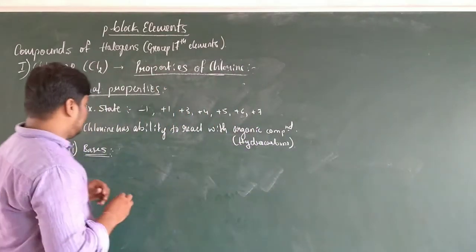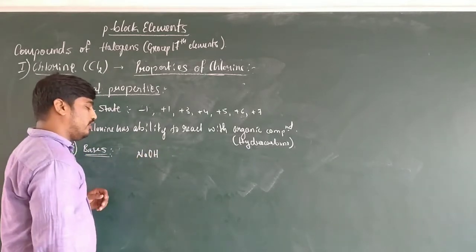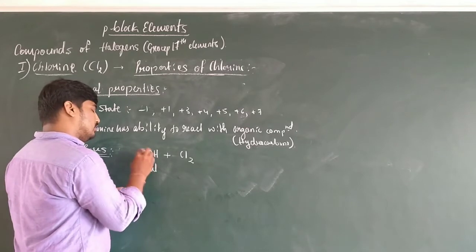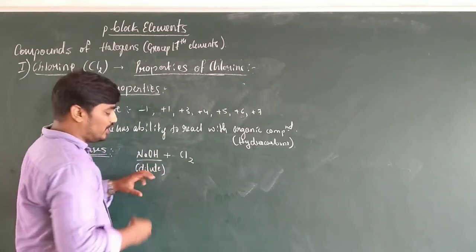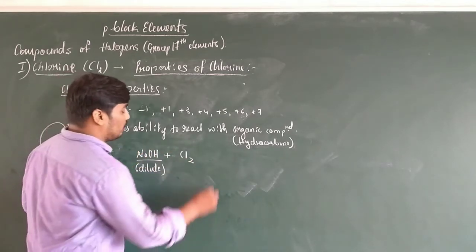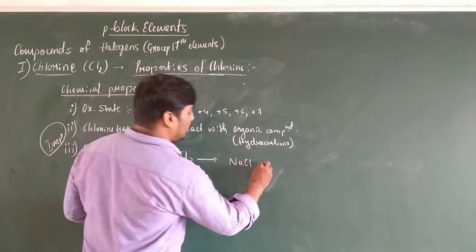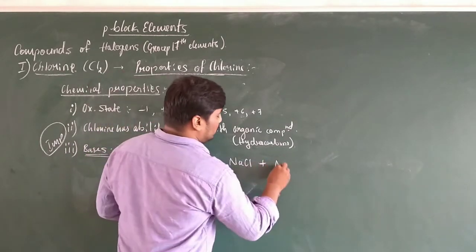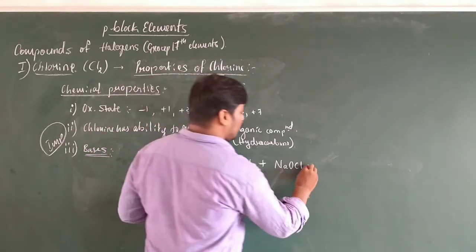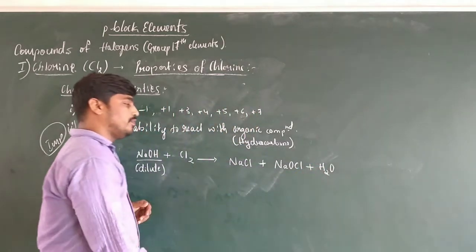Okay, let us discuss the reaction. When sodium hydroxide reacts with chlorine, if the NaOH is dilute, in the case of dilute sodium hydroxide, chlorine reacts with dilute sodium hydroxide and produces NaCl. One side it is NaCl and the byproducts are sodium oxychloride and water. Okay, so this is the reaction.